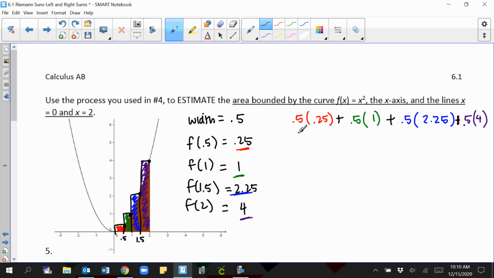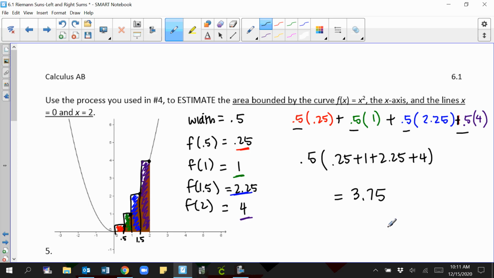Now you'll notice that we have the same width for all of these. So technically I can factor that out and do 0.5 times (0.25 plus 1 plus 2.25 plus 4). That could be a little bit easier when you plug it into the calculator, or if you do these by hand, it makes it a little bit simpler. We are going to use our calculator for this one since we have some decimals, and if you plug this in, you should end up with 3.75. So that's approximately the area under the curve.